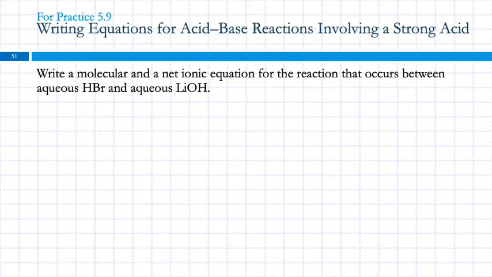So this problem is asking us to write a molecular and a net ionic equation for the reaction that occurs between aqueous HBr and aqueous LiOH. So they're giving us the state, aqueous, and they're giving us the formula for the compounds, so that's kind of nice. Saves us a little bit of time. So I've got HBr, aqueous, and I have LiOH, aqueous.